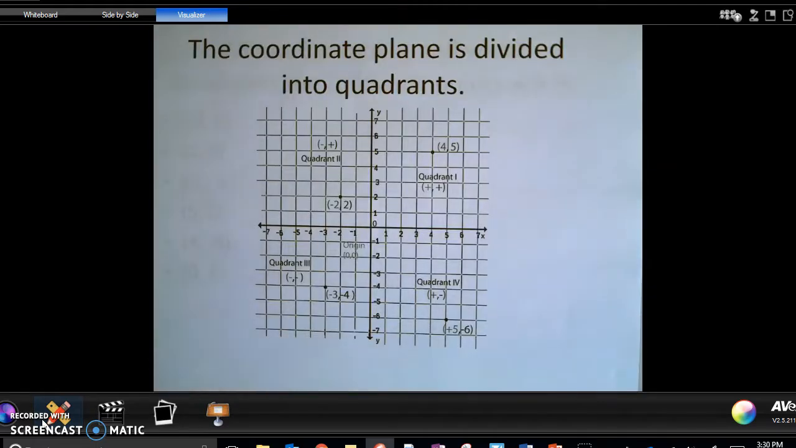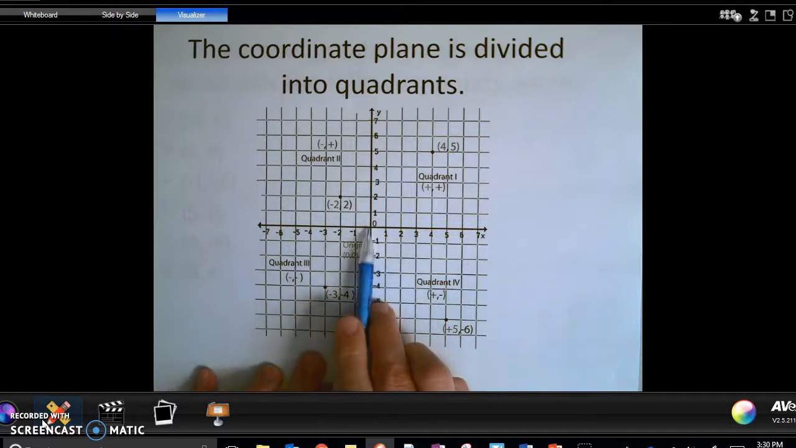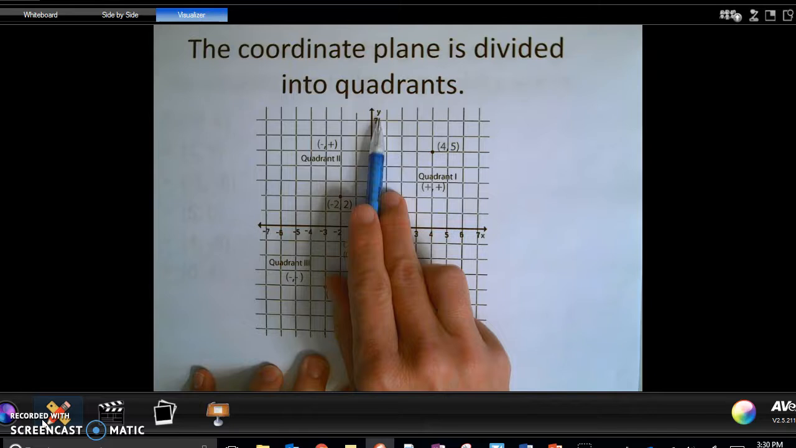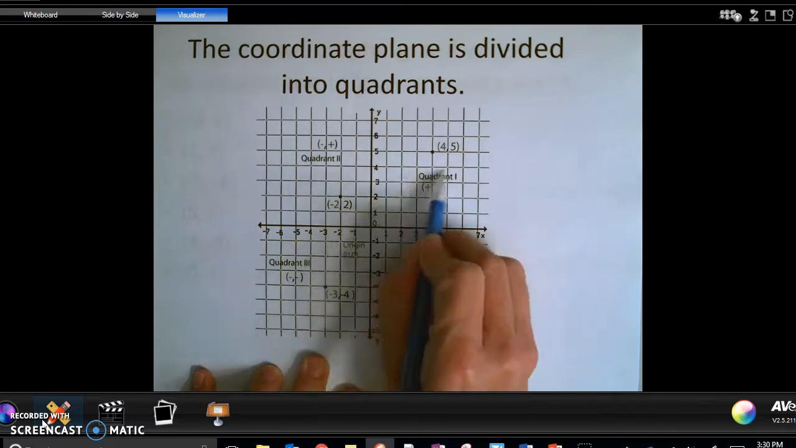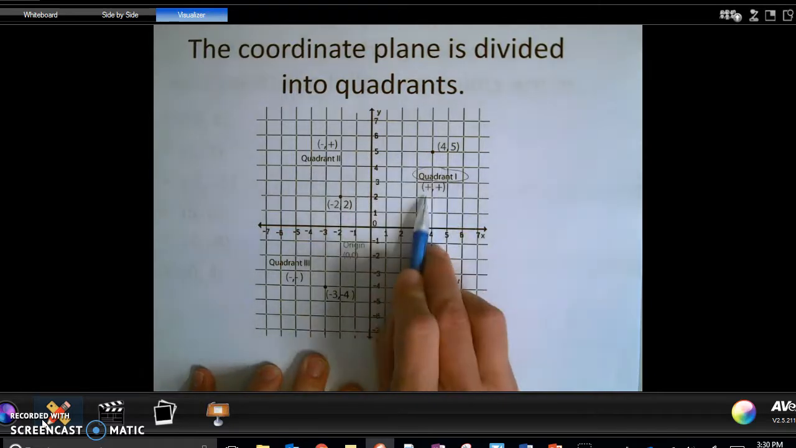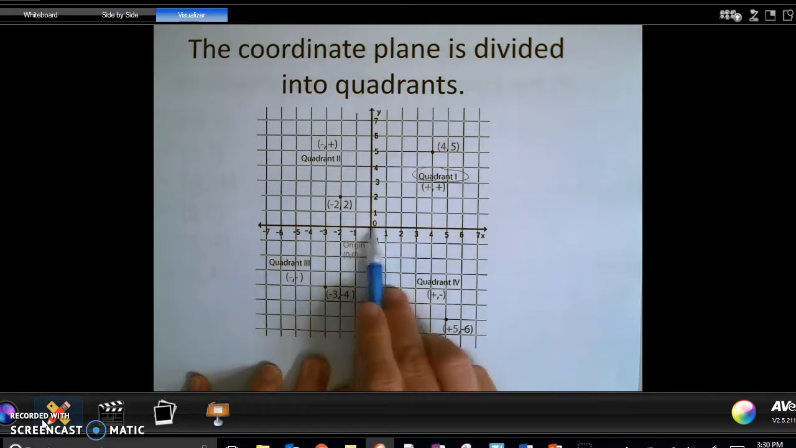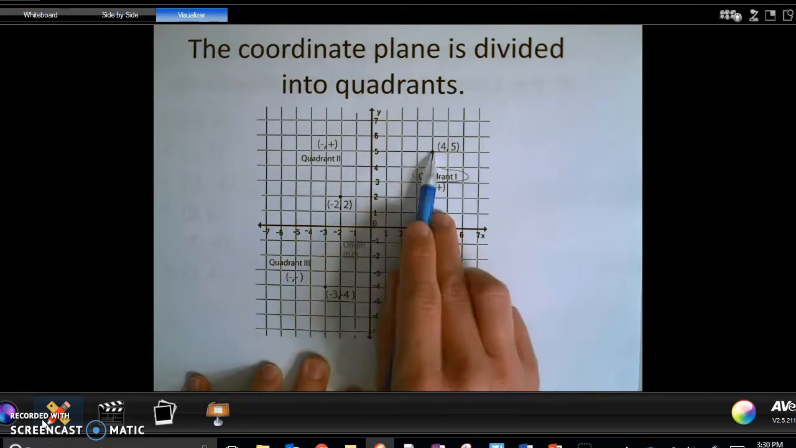So let's review a little bit more about the coordinate plane. We have divided it into 4 quadrants, and this isn't something we've talked about yet this year. So when you're looking at positive x values and positive y values, that puts you here in quadrant 1. In quadrant 1, both coordinates are positive, and an example of that would be the point 4, 5. From the origin, I move right 4 and up 5.